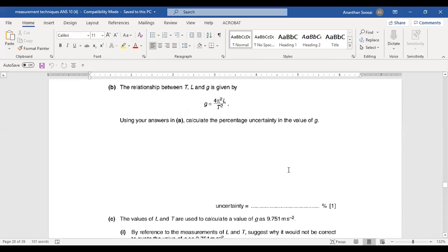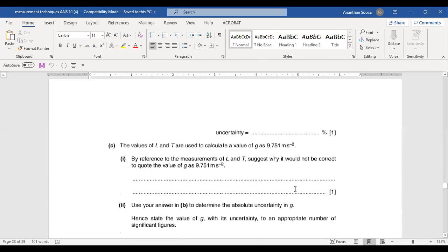Now they give the equation and ask to calculate g. What is the percentage uncertainty for g? We did many equations, so what is the formula? Change in g over g equals change in L over L plus 2 times change in T over T. Then you get times 100% on both sides, so you get the value for g.